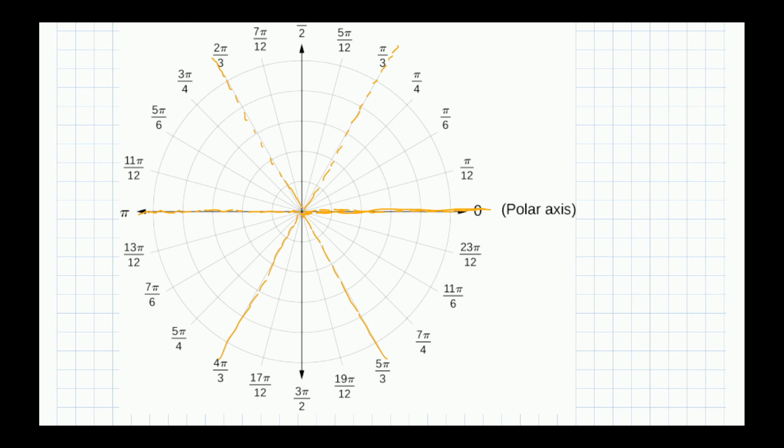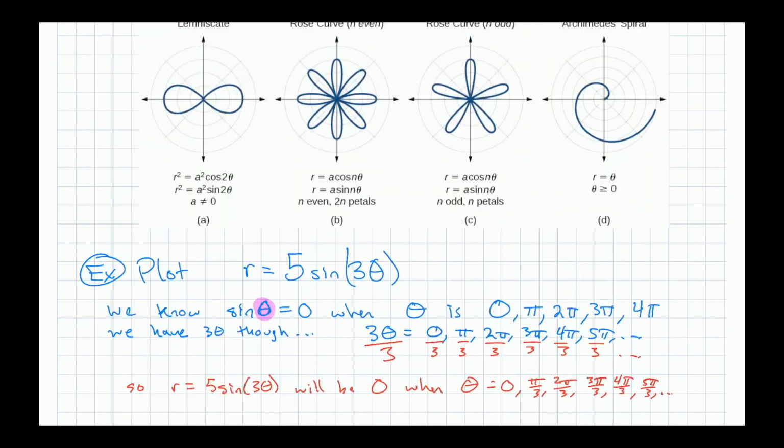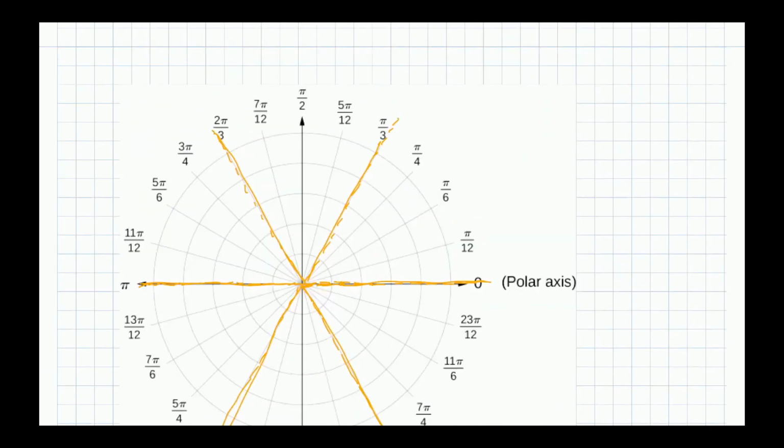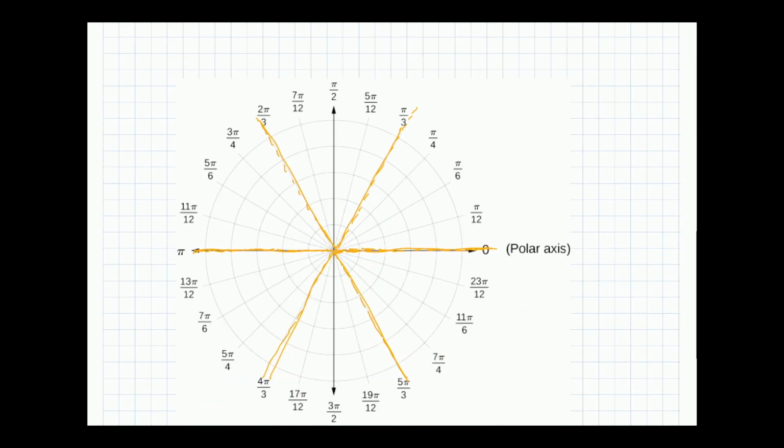Now, here's the thing though. If you look at these, what I drew so far is not the graph. What I've drawn are the angles where the radius is 0. And what that's saying basically is you're going to have those petals that we know we're going to get from this right here, right? So these petals here, you're going to get in between kind of in between these angles here.